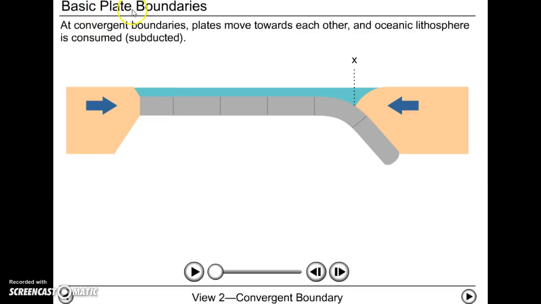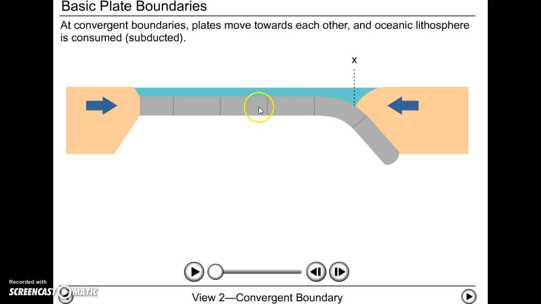The second plate boundary we're going to look at is called a convergent boundary. And this is where plates move towards each other. An oceanic crust, or lithosphere, is consumed. It's subducted. And so this here is going to be my picture of oceanic crust. Notice it's much thinner than continental crust. And it's much denser, though.